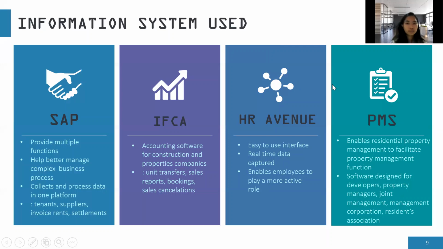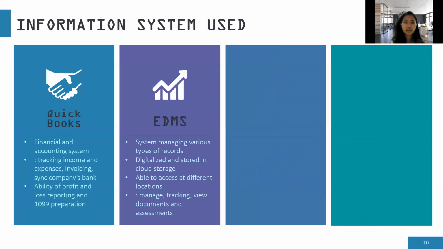For QuickBooks, it is software for financial and accounting systems. The activities it is used for in this company are tracking income and expenses, invoicing, and seeing the company's bank, the ability of profit and loss reporting, and 1099 preparation, which is the tax form.